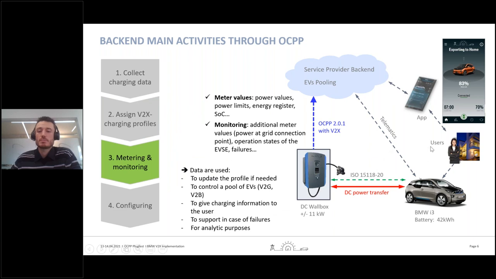During the DC power transfer, the wallbox will send meter values and monitoring data to the backend regularly. And these data are used eventually to update the profile, to control the pool of vehicles for the vehicle to grid and vehicle to business use cases, to give some charging information to the mobile app, eventually to support in case of failure, and as we do a research project, also for analytic purposes.